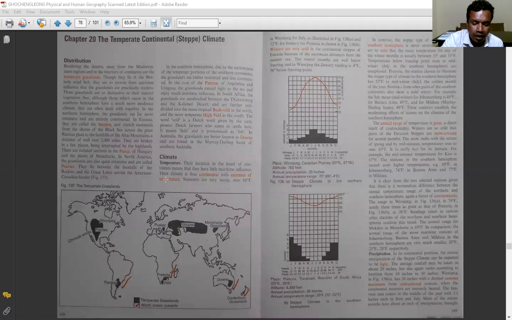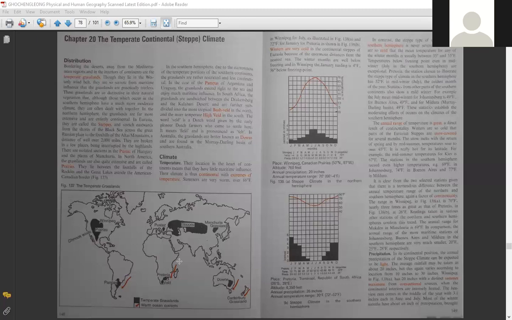Now, the important characteristic or feature of the steppe type of climate is that, as we know, as we move into the interior, does the amount of rainfall increase or decrease? We have seen in the continental type of climate in the Sudan, did the amount of rainfall increase or decrease compared to the monsoon type of climate?